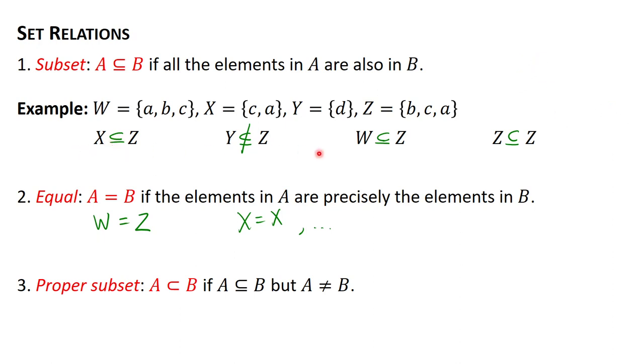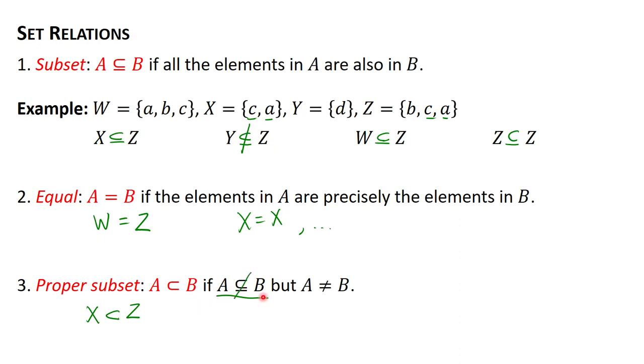Okay, looking at these things, X kanina ay subset ni Z, and this time it is still true. X is a subset of Z. Kasi lahat nung na kay X, C tsaka A, ay na kay Z din. C tsaka A. And at the same time, they are not equal.